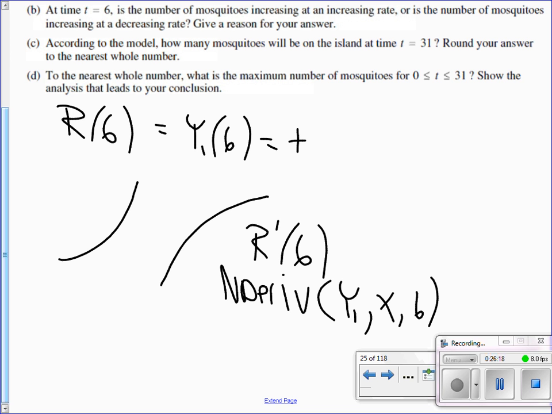Do you get a positive or negative for this? Negative. So even though R of t was positive, its derivative was negative. So the graph of the mosquitoes versus time would be going like this. It's increasing, but at a decreasing rate.